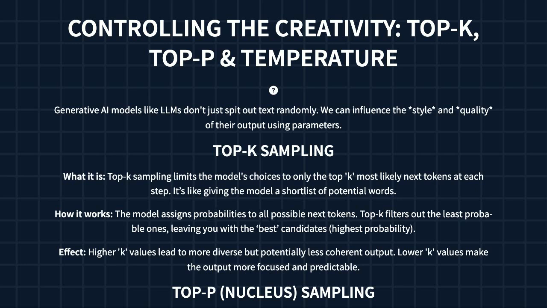Next, we have top P, also called nucleus sampling. It dynamically selects tokens until they make up a certain percentage of probability, making sure the output feels natural. Finally, there's temperature. Think of this as controlling how adventurous the model is. A higher temperature makes things wild and unpredictable, while a lower one keeps the responses focused and consistent.